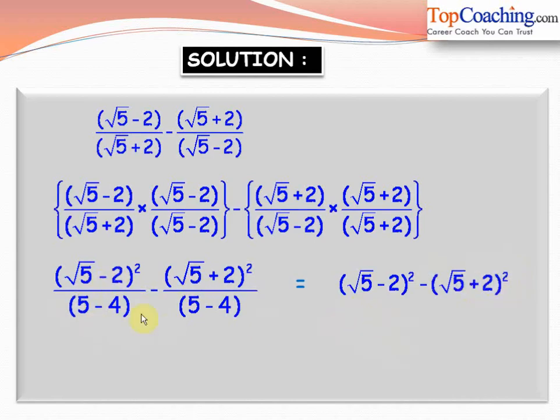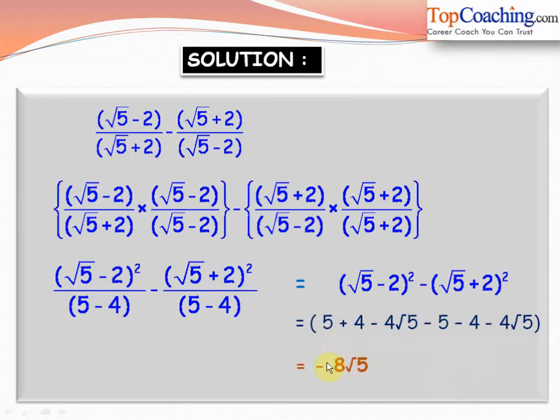Thus this becomes equal to root 5 minus 2 whole square minus root 5 plus 2 whole square. Now when we expand this, we get 5 plus 4 minus 4 root 5, minus 5 minus 4 minus 4 root 5. Now simply use the formula of a minus b whole square and a plus b whole square to get this expression. Now 5 and 5 get cancelled, 4 and 4 get cancelled, and when we add these two irrational terms, we get the final answer as minus 8 root 5. Thus the final value of root 5 minus 2 divided by root 5 plus 2 minus root 5 plus 2 divided by root 5 minus 2 is equal to minus 8 root 5.